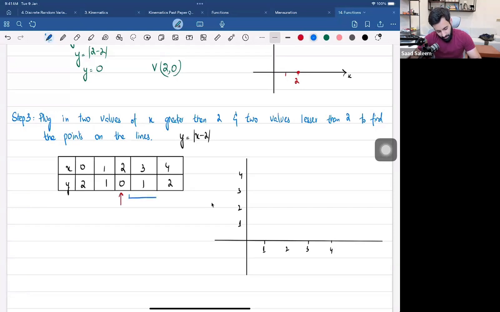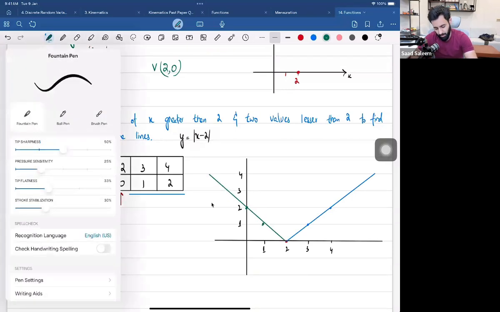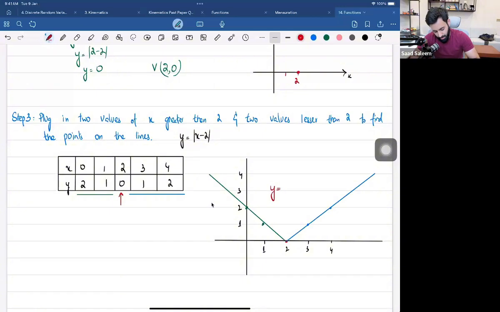Now, here's what I'm going to do. This part of the graph, I'm going to draw in blue so you guys can see. So here's the vertex marked, and the other point is 3, 1, and the other point is 4, 2. So we're going to have a straight line over here. You can extend the straight line, making sure it's passing through the 3 points. There you go. Then there's this part of the modulus graph, where the coordinates are 1, 1 and 0, 2. So we're going to draw a straight line over here. And that's it. This is what the graph of y equals modulus of x minus 2 looks like.